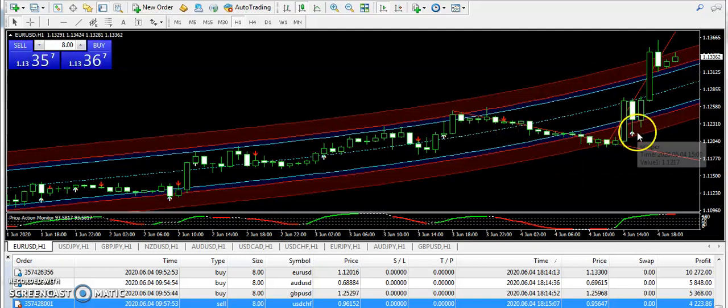Moreover, if you look at here, the scalper has pointed you with a buy signal in the form of white arrow many hours ago, and after that the market has turned up. Okay guys, this is all about today's analysis.